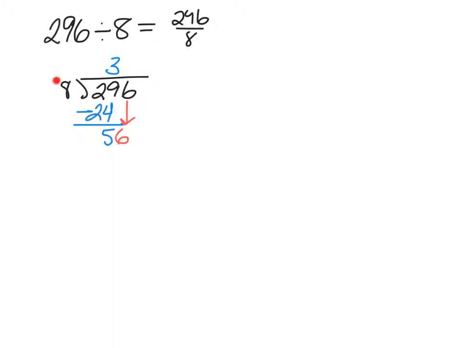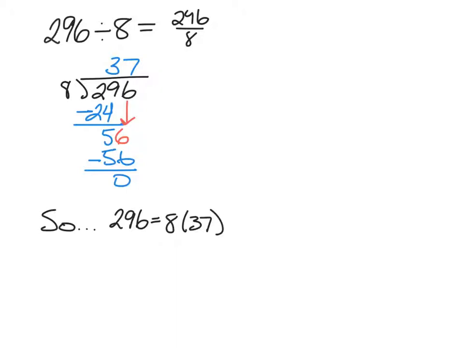Look at that 8. How many times does 8 go into 56? And that would be 7 times, and 7 times 8 is 56. So when we subtract, we're left with 0. So what that means is that we could rewrite 296 as 8 times 37. So this division problem means 8 times 37 would equal 296.